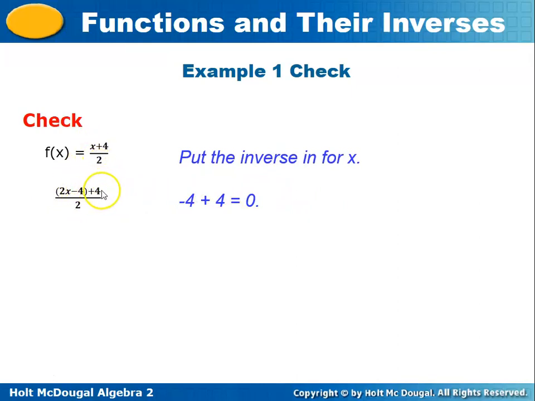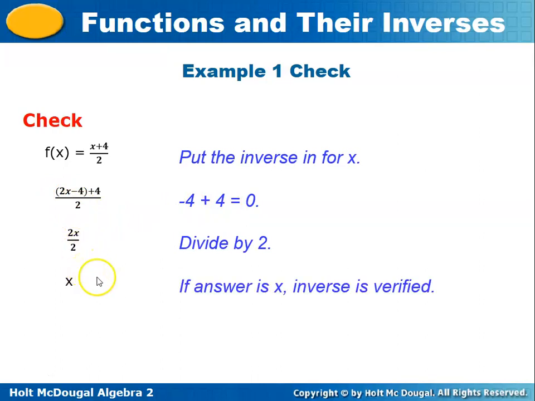So minus 4 plus 4 is 0. That's what I have over here. So that's going to leave us just with the 2x over 2. 2x over 2, and 2 divided by 2 is just 1. So we did get x here. So we did verify that that was the inverse. That 2x minus 4 was the inverse of x plus 4 over 2.